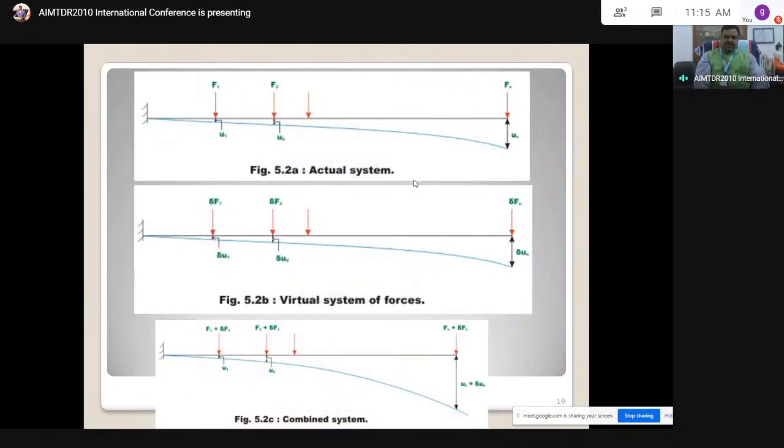Now let us consider a cantilever beam. Earlier we considered a simply supported beam. The only difference here is that this is due to the force and displacement, and this is the virtual force and virtual displacement. Sometimes you will take a combined system, a combination of this plus this: F1 plus delta F1 is equal to U1, F2 plus delta U2, and U plus delta U. This is how we generally consider the actual system with the combined system.